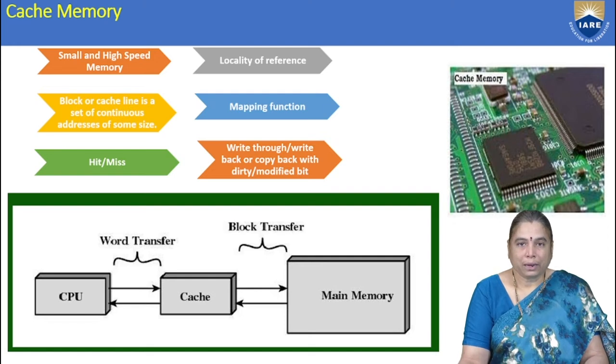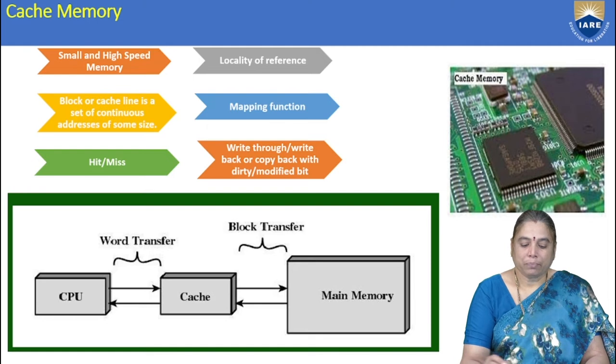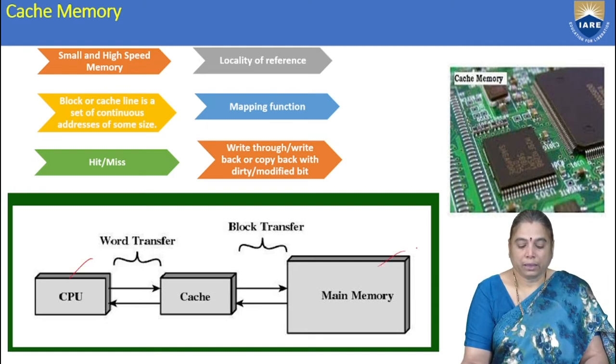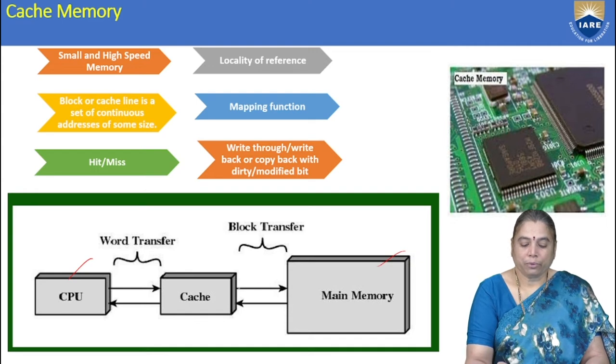So the cache memory is a small high speed memory that can be placed between the central processing unit and the main memory. So here from memory to cache, the data transfer can take place with blocks, and from cache to CPU, the data transfer can take place with the help of words.